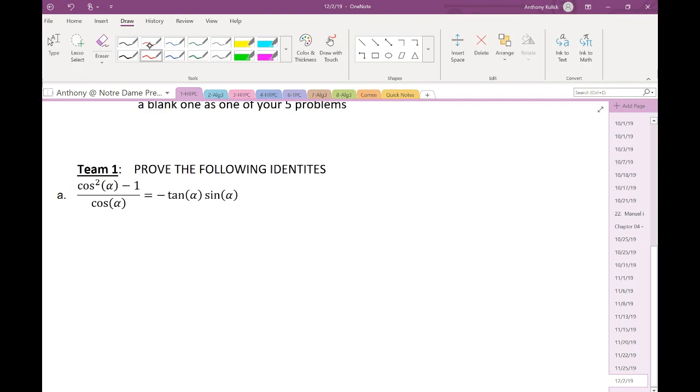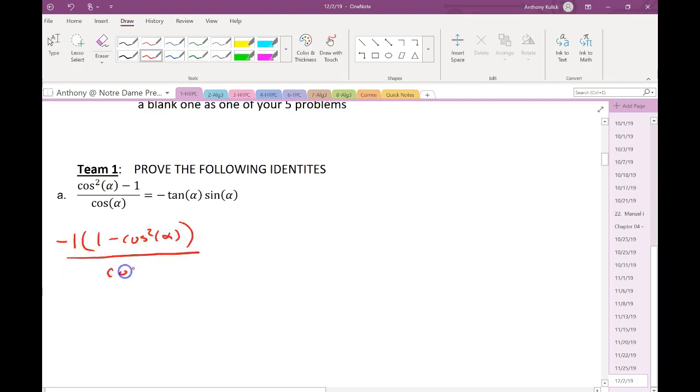The signs are the wrong way, right? I'm supposed to have a negative cosine squared and a positive 1. Well, how do I fix that? I factor out a negative 1. Is that okay? Now I have the 1 minus cosine squared that we were hoping for, right?